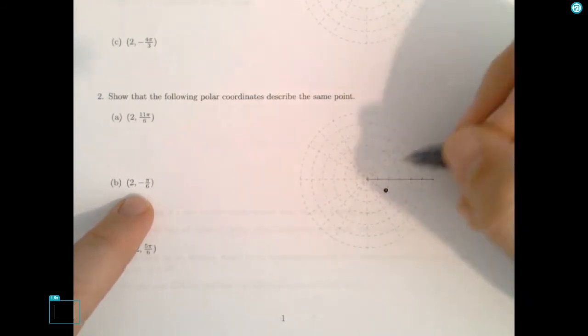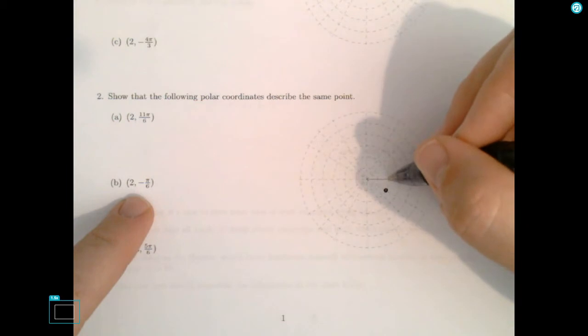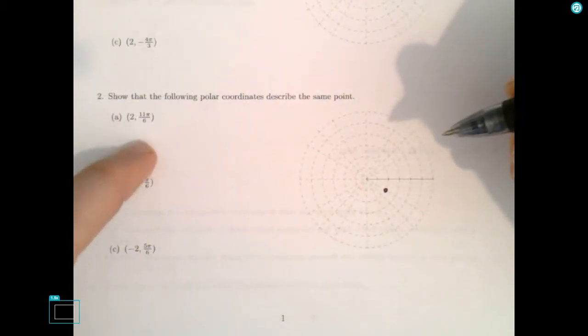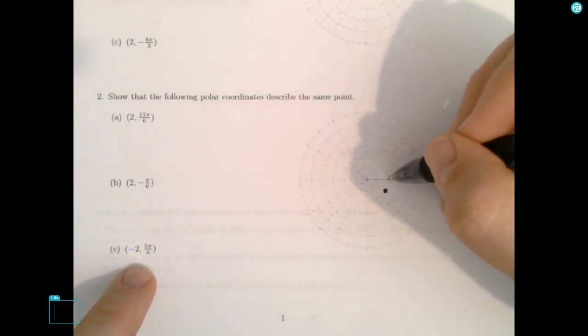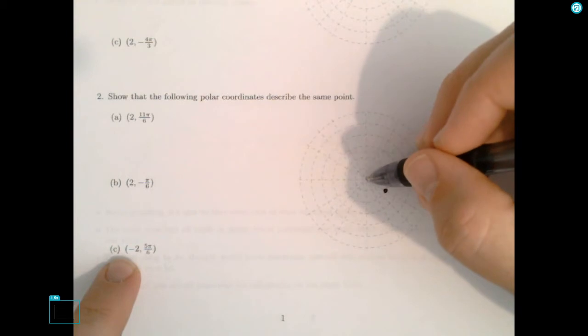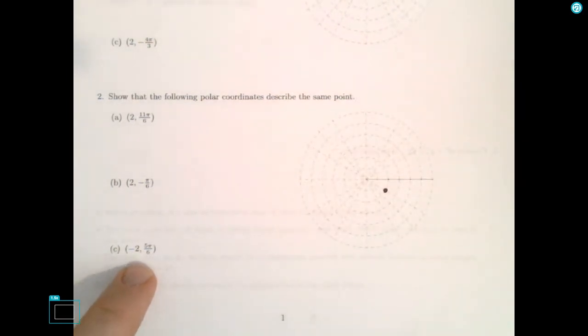2, -pi over 6. Well, if we measure positive angles counterclockwise, the negative angles go clockwise. And so -pi over 6 puts us right here, and a radius of 2 is the same exact point as part A. What about part C? 5 pi over 6 puts us here. But then r is negative, right? So the radius, instead of being a positive 2 out along this angle, it's a -2 out along that angle. And so sure enough, we end up at the same point. Okay? So there are multiple different ways that you could describe these things.